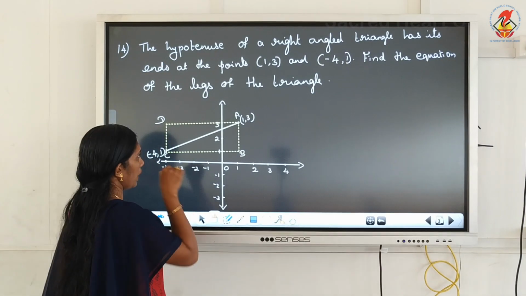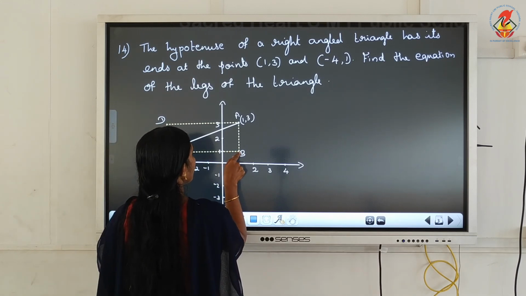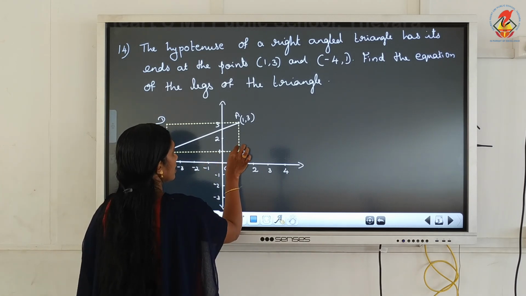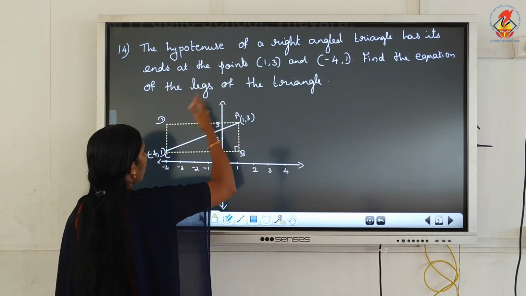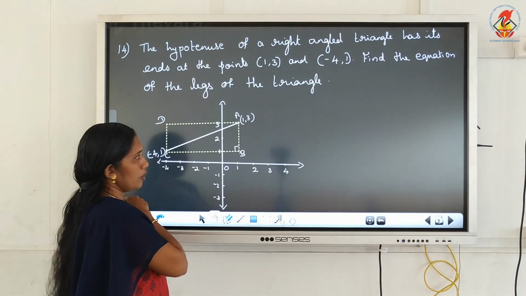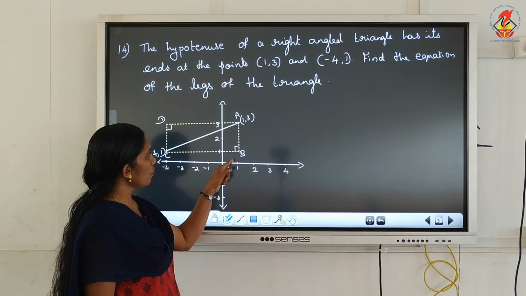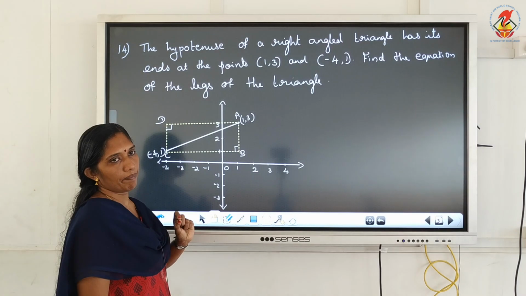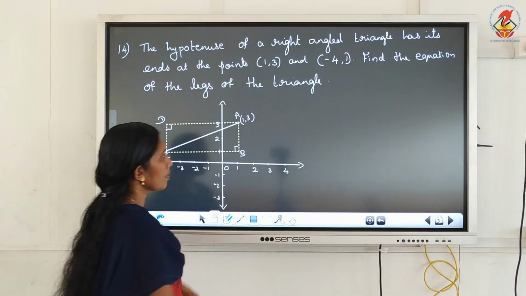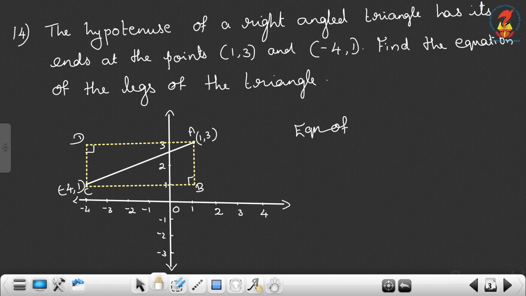Legs means perpendicular. So, either I can draw perpendicular to this direction. So, when we complete, we get a right angle triangle here, it is 90 degrees here, or here also we get a right angle triangle with AC as hypotenuse. So, you have to find the legs, means you have to find the equation of BC, AB, or in the other case CD and AD. So, look at the figure and you can write.